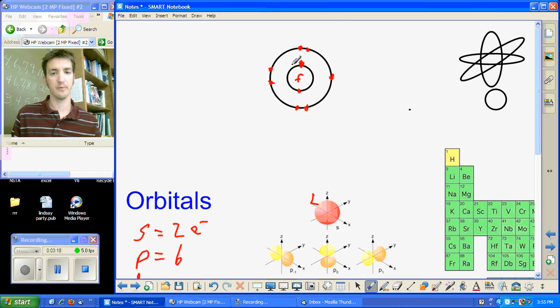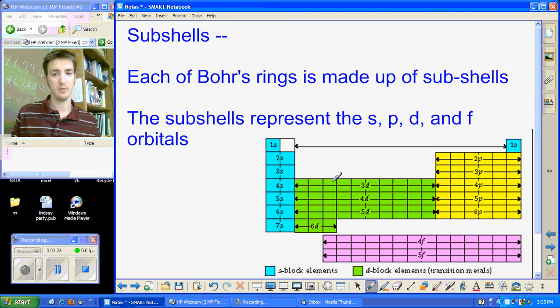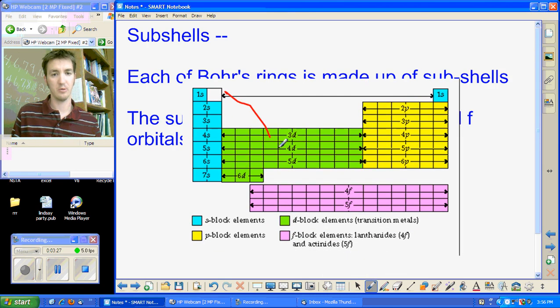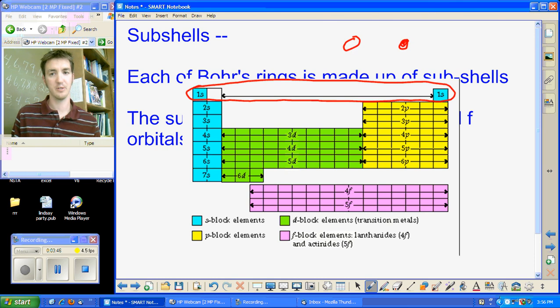So if the first shell only holds 2, that is because, if we look on this slightly different periodic table, the first shell is only made up of an s orbital. So all that fits in the first period is just 2 electrons, because instead of just being a ring holding 2 electrons, it's a sphere holding 2 electrons.